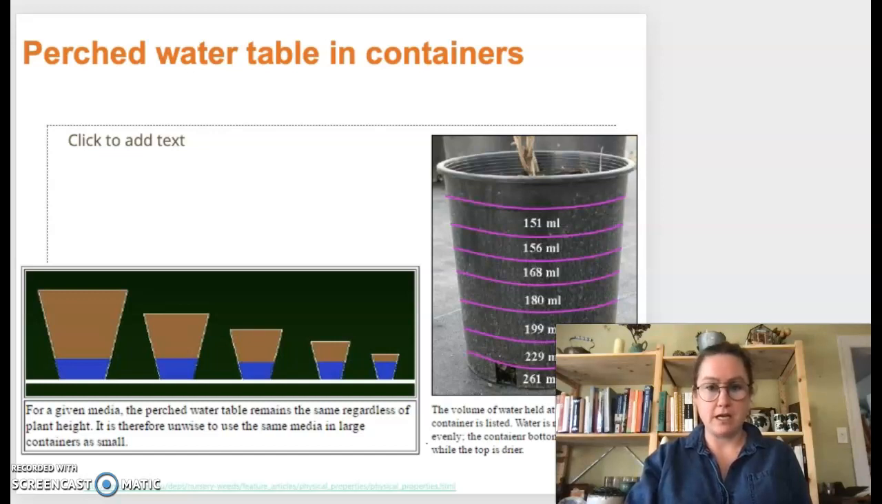With the same media, the perched water table occurs at the same height regardless of container size. So short containers will have the same perched water table level as large containers. This explains why a 5-gallon container holds less water than a 5-gallon squat container. So the size and shape of the container really determine a lot about the moisture holding capacity.